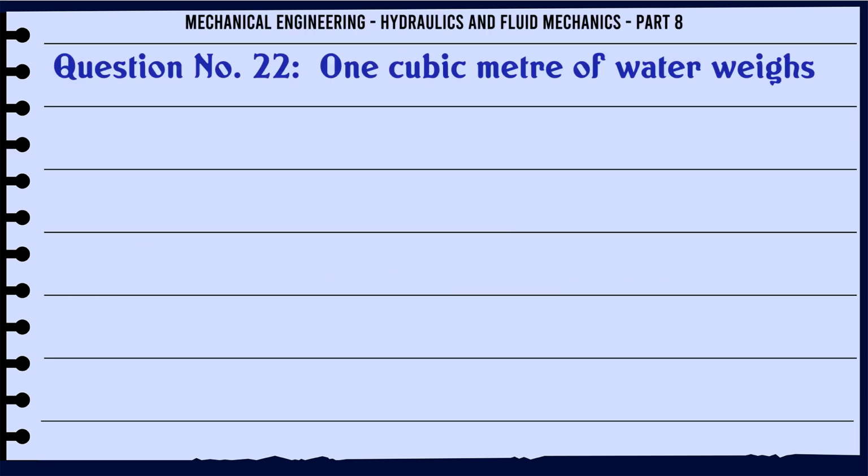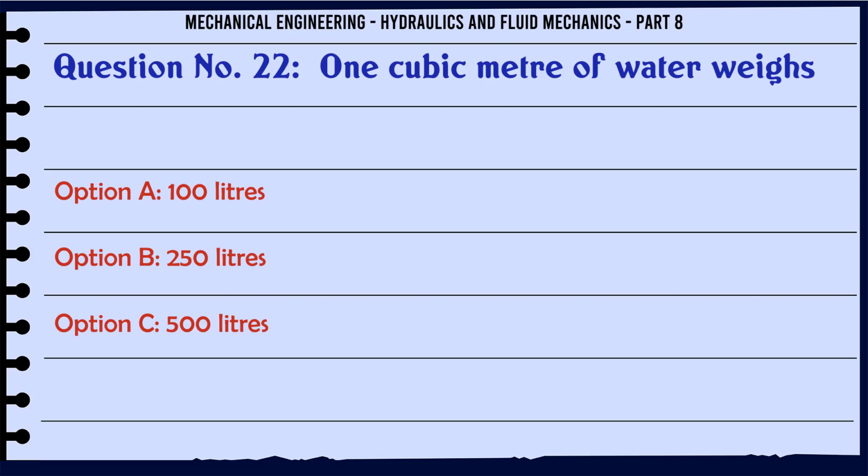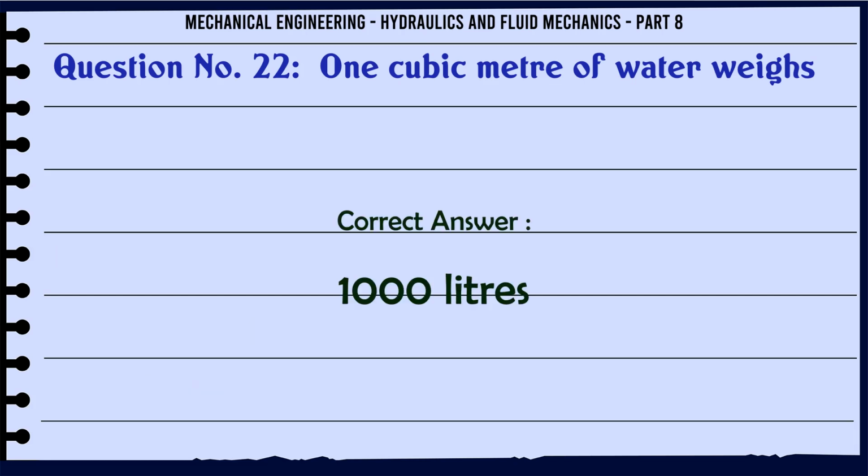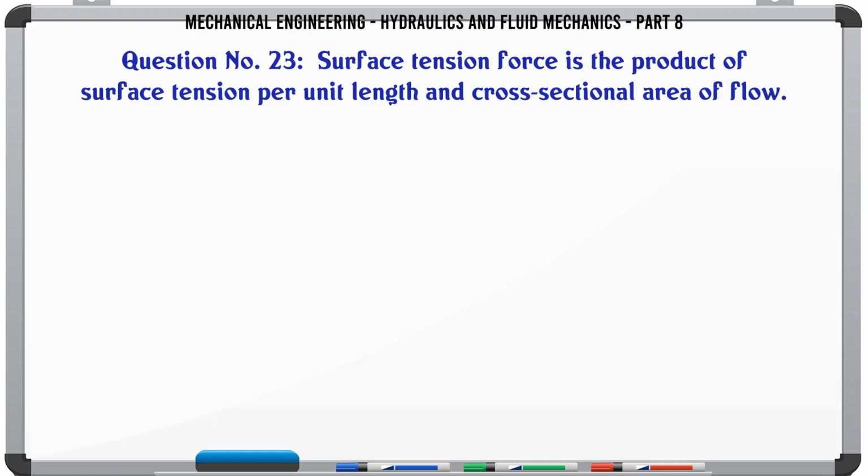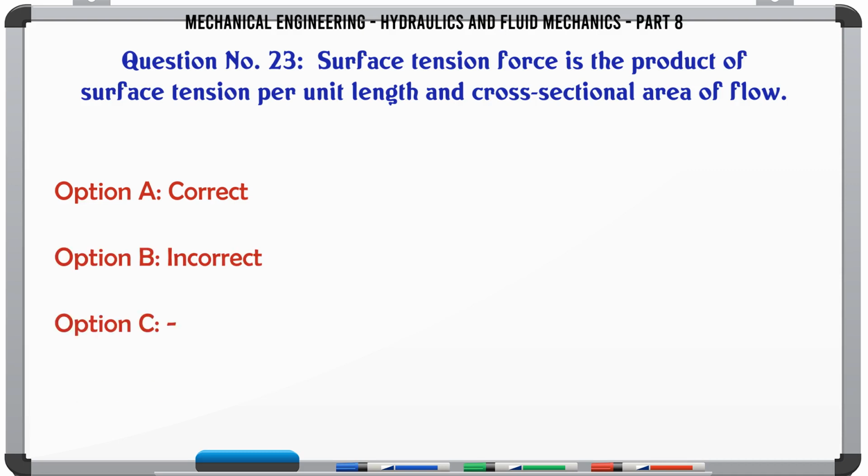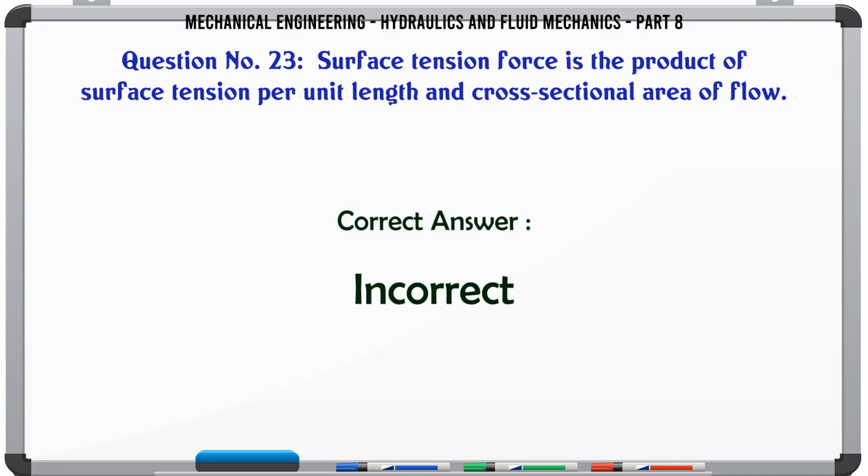1 cubic meter of water weighs A. 100 liters, B. 250 liters, C. 500 liters, D. 1000 liters. The correct answer is 1000 liters. Surface tension force is the product of surface tension per unit length and cross-sectional area of flow. A. correct, B. incorrect, C. D. The correct answer is incorrect.